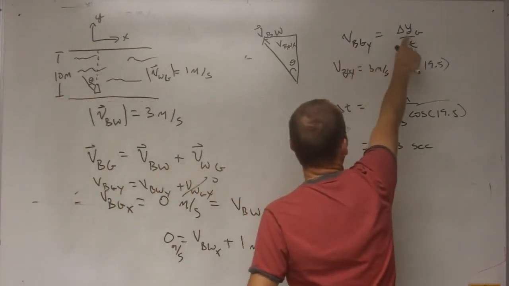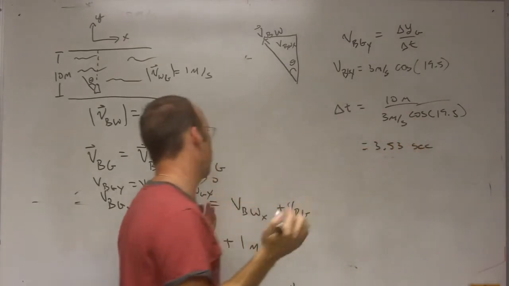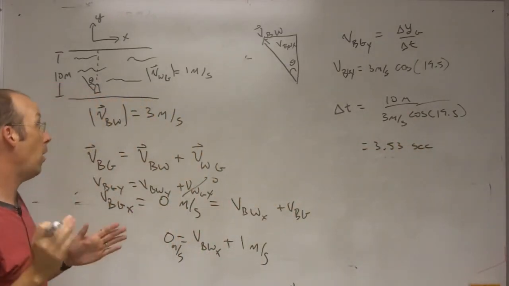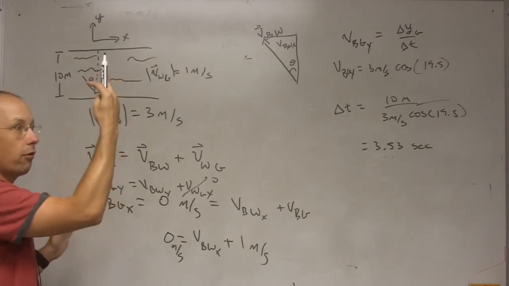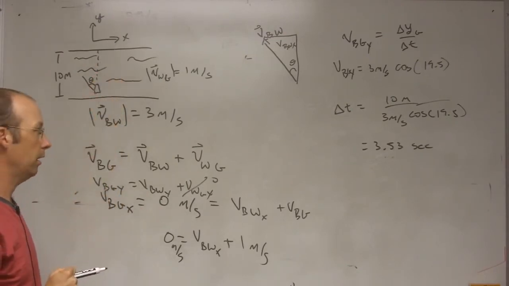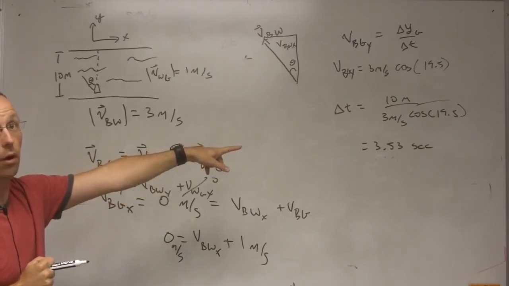If that's 3 and that's 10, then it'd be 10 divided by 3. So 3.33. Now I'm aiming a little to the left, so I'm not going straight across. It's going to take me longer, so that is longer than going straight across in still water. So that's good.